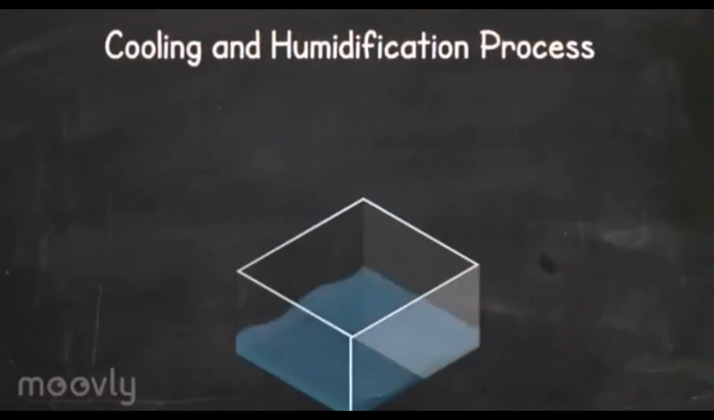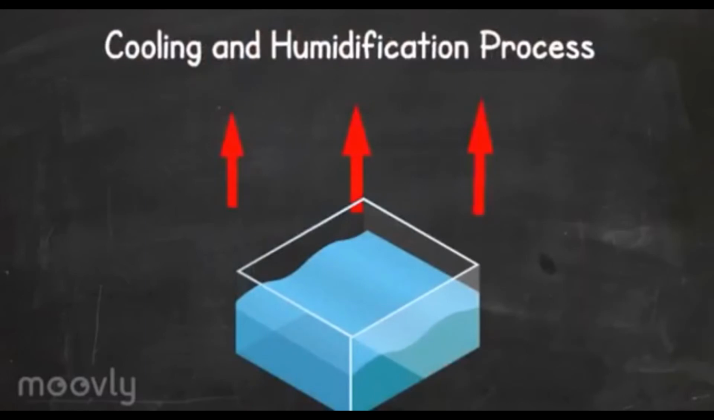Cooling and humidification process is one of the most commonly used air conditioning applications for cooling purposes. In this process, the moisture is added to the air by passing it over a stream or spray of water, which is at a temperature lower than the dry bulb temperature of the air.